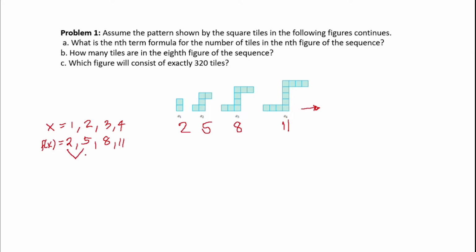The first process is to find the difference table. So 5 minus 2 is 3, 8 minus 5 is 3, and 11 minus 8 is 3.